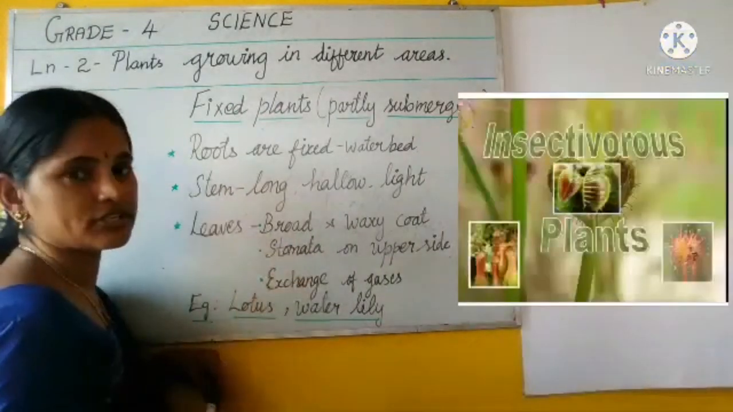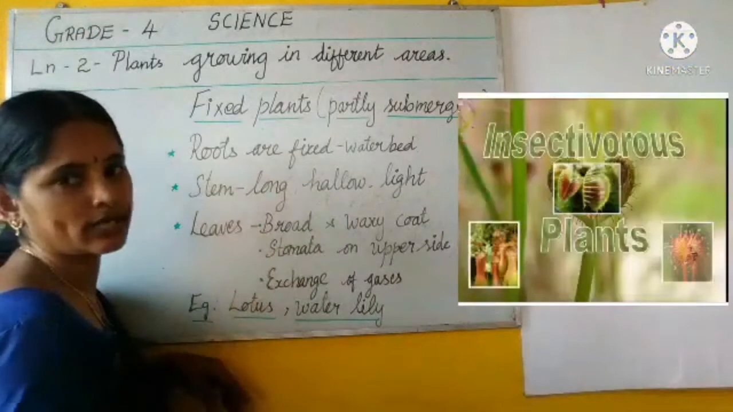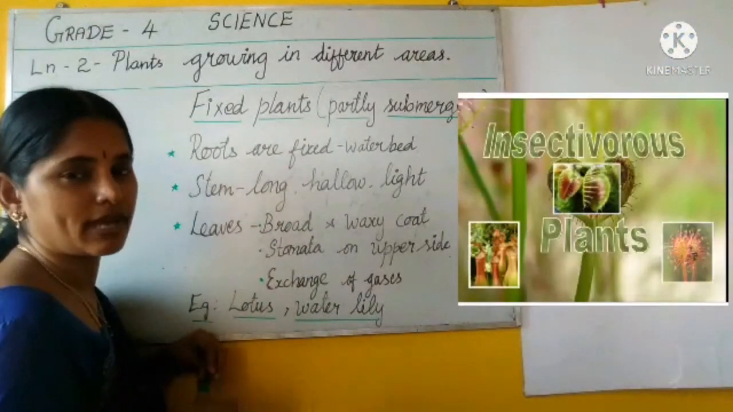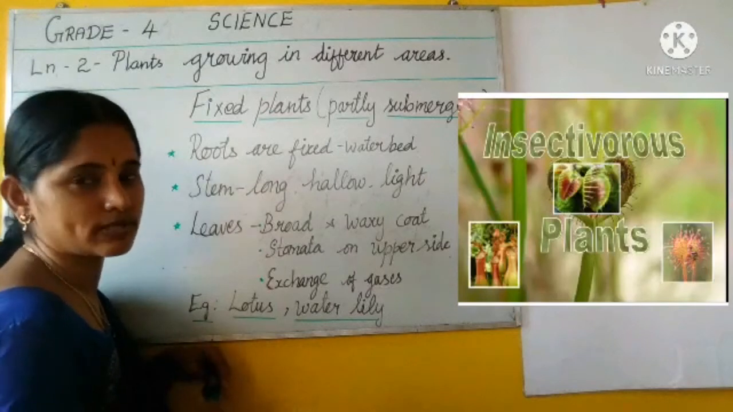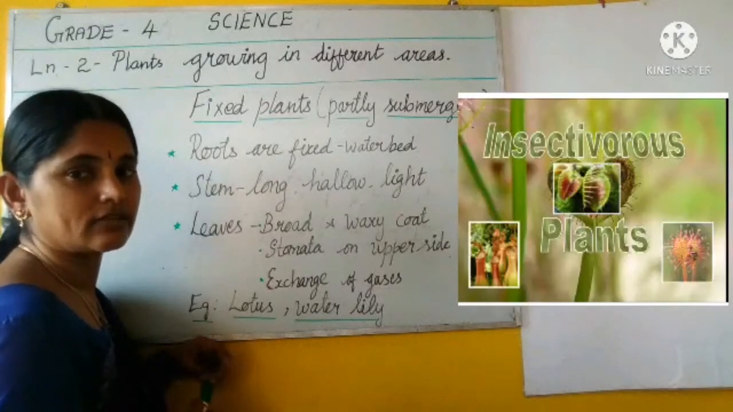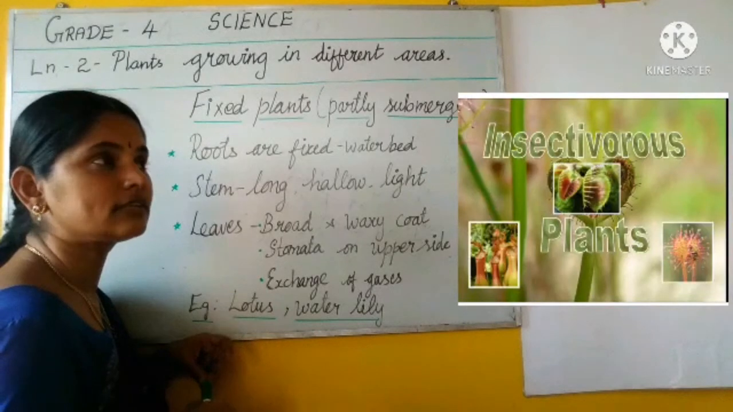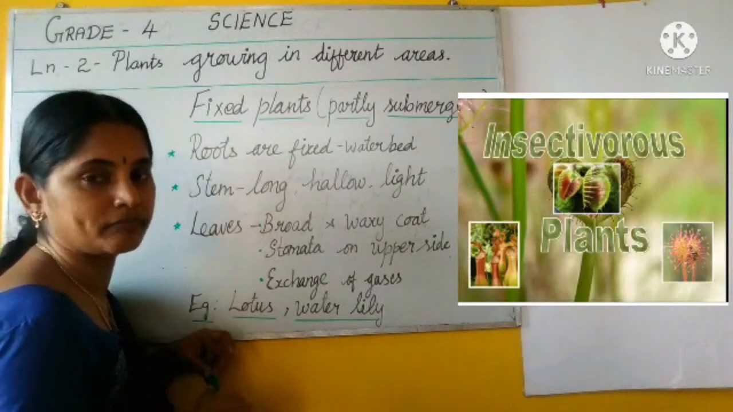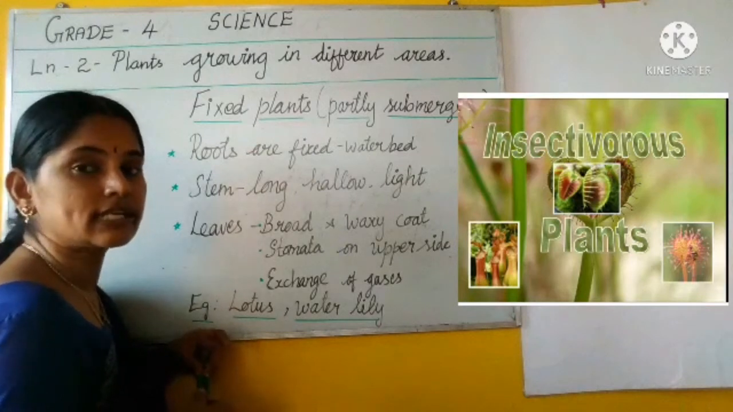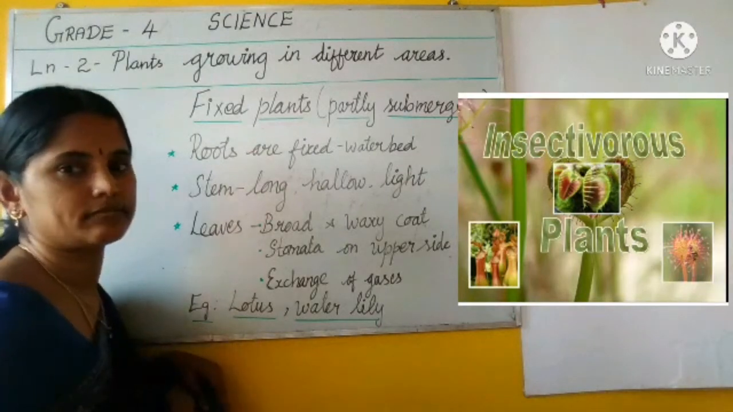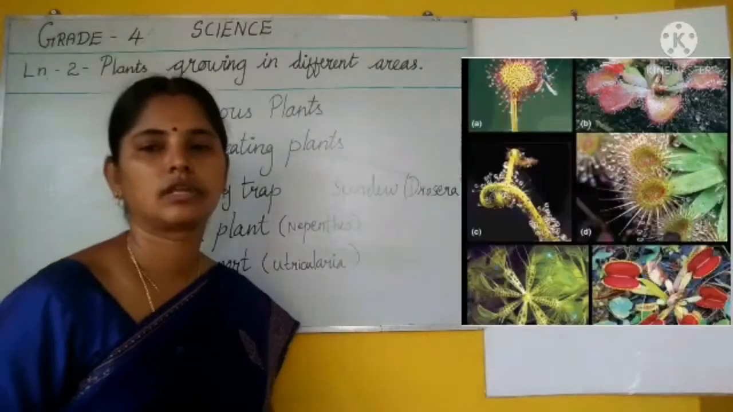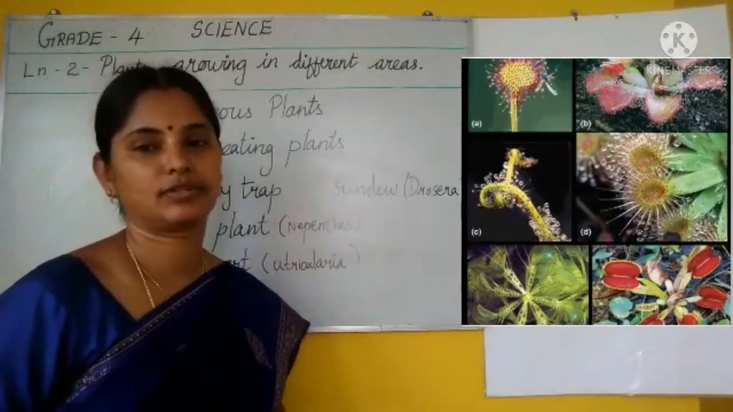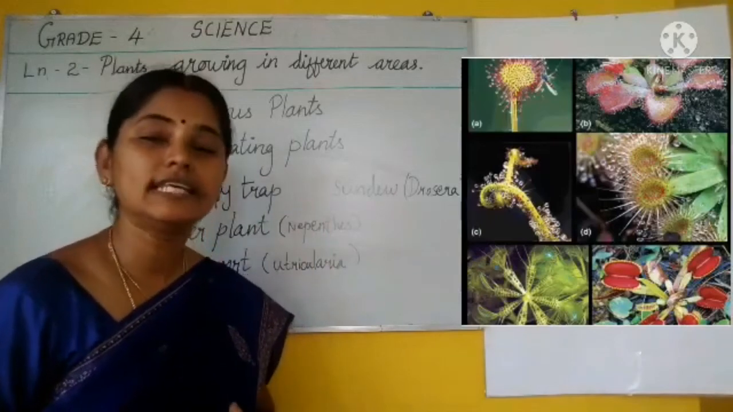So we finished terrestrial plants and aquatic plants. Now we'll see a new kind of plant, that is insectivorous plants. We can see these plants deep in the forest, not normally here. Insectivorous plants. What did I say?